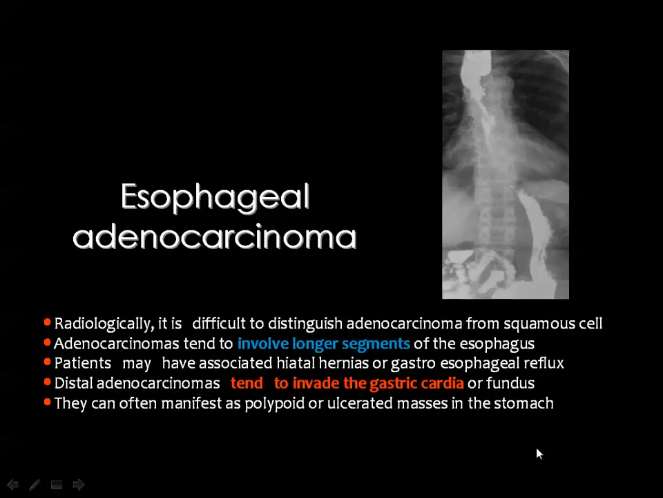But adenocarcinoma is a well-known entity of esophageal cancer. It's predominantly affecting the lower segment of the esophagus and may extend into the stomach. The patients usually had this history of hiatus hernia and chronic gastroesophageal reflux disease.